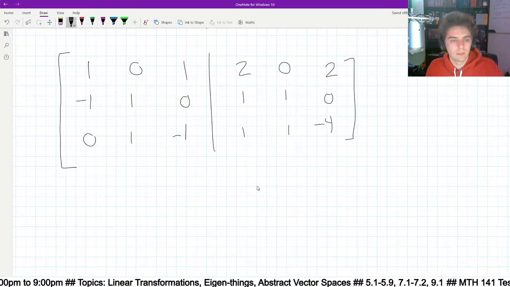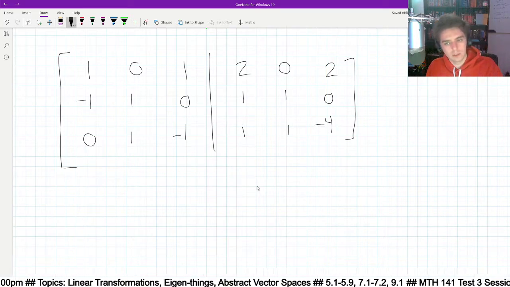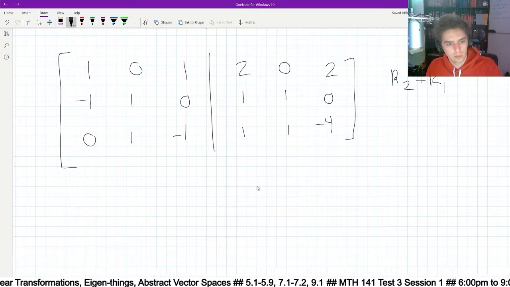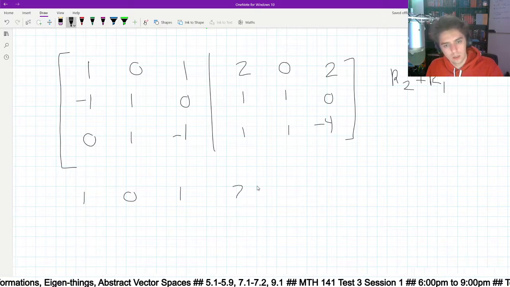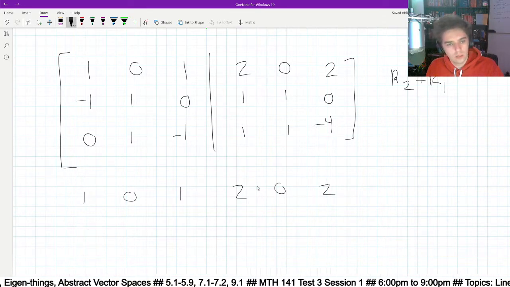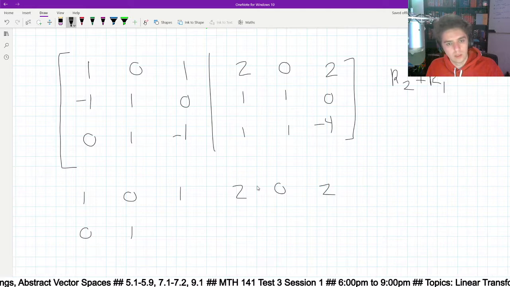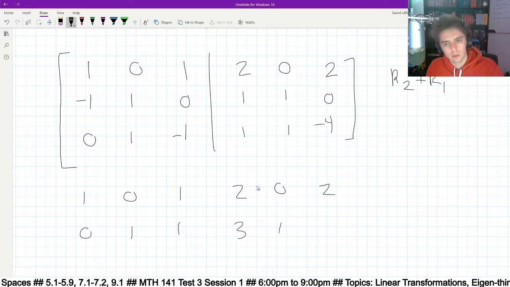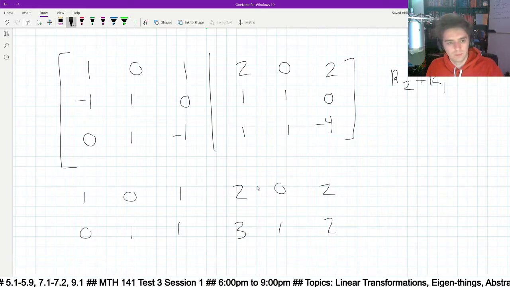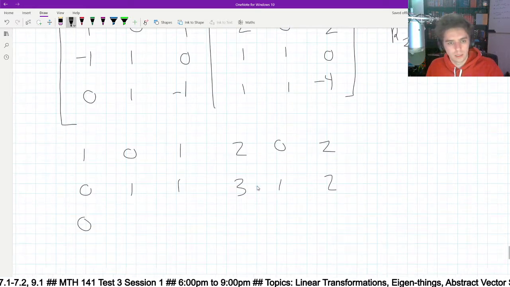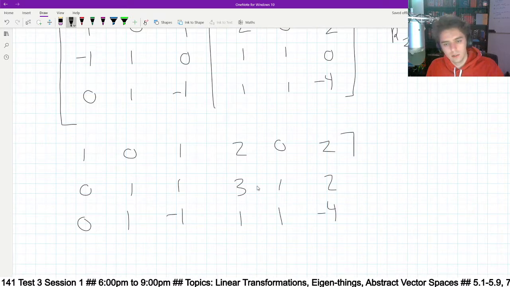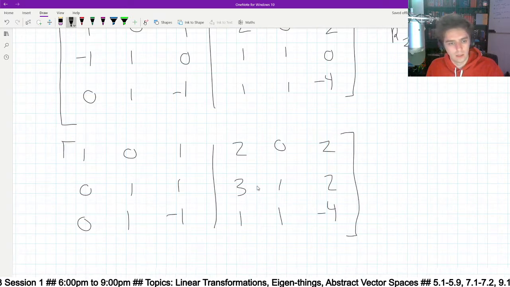So let's do that. Let's get this in RREF. I will keep the first row, and I'll do row 2 plus row 1. So it'll be 1, 0, 1, 2, 0, 2, 0. 1 plus 0 is 1. 0 plus 1 is 1. 1 plus 2 is 3. 1 plus 0 is 1. 0 plus 2 is 2. Okay, and the bottom stays the same: 0, 1, -1, 1, 1, -4. Augmented with that.